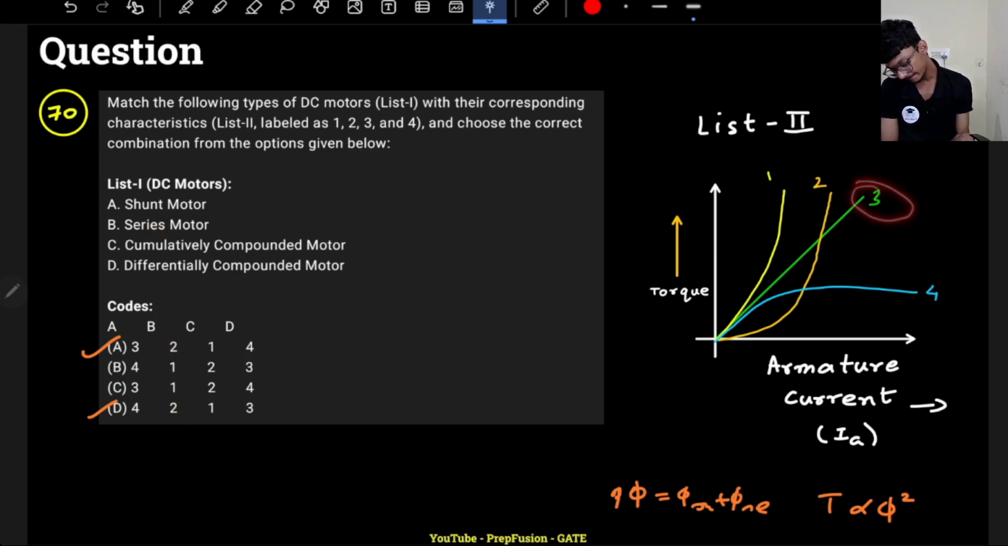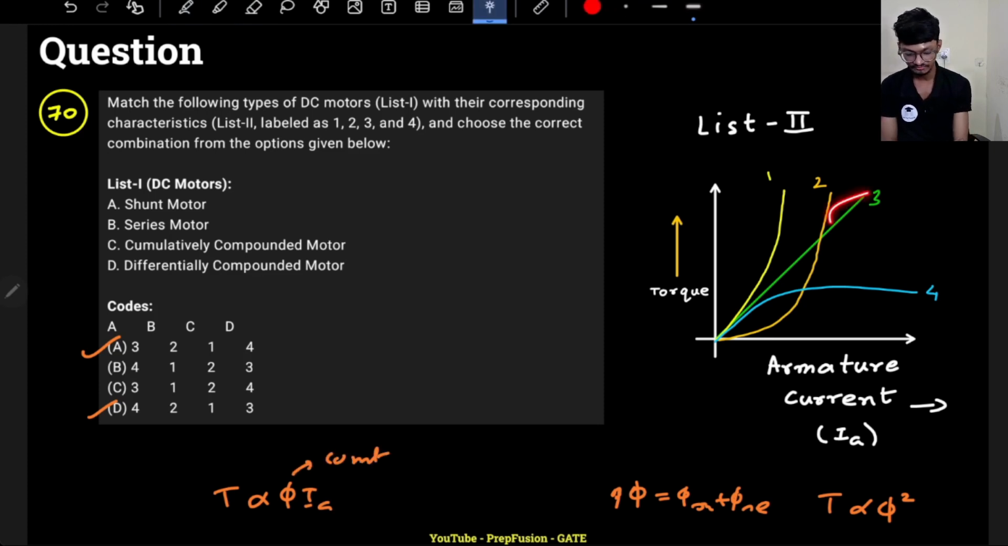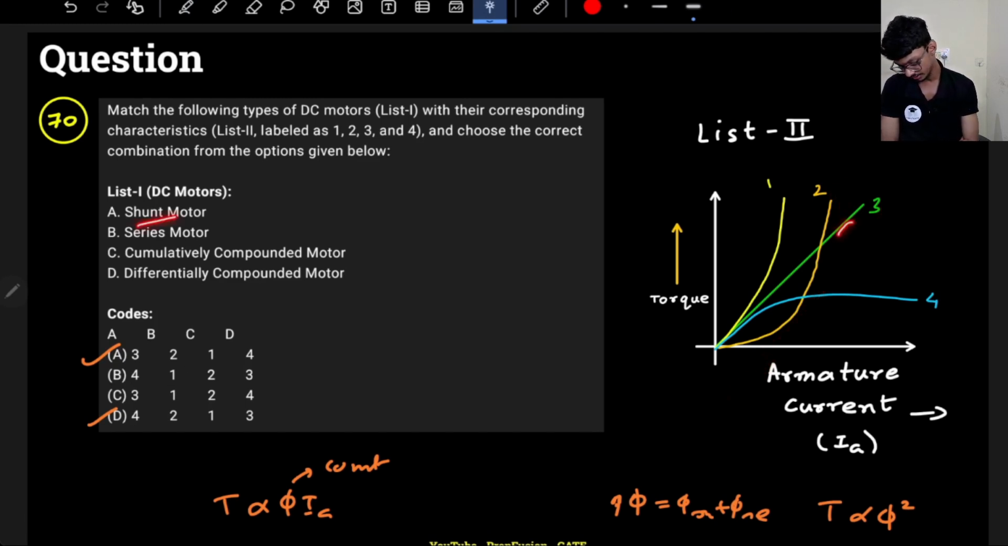So 3, right? In case of a shunt machine, if I remember, torque is proportional to flux into current. In case of shunt machine, this flux is constant, right? So it will just be linear, if I neglect the saturation. So 3 will be the shunt. So A is with 3 in option A. So option A will be absolutely correct. Let me go and verify the last one.